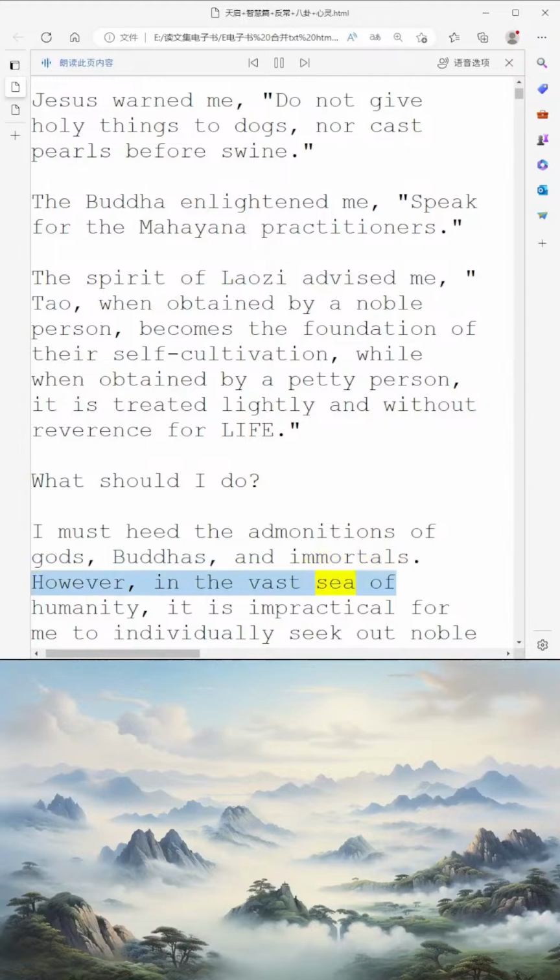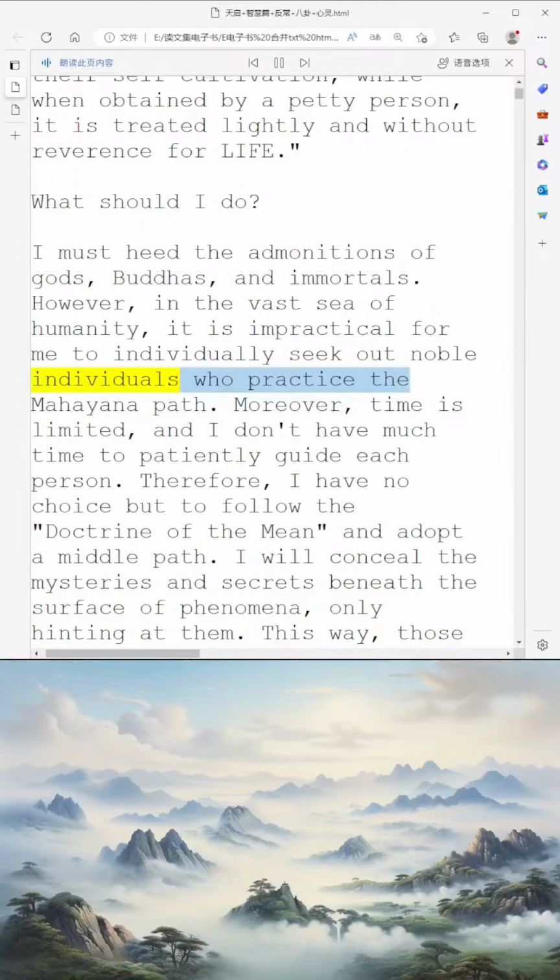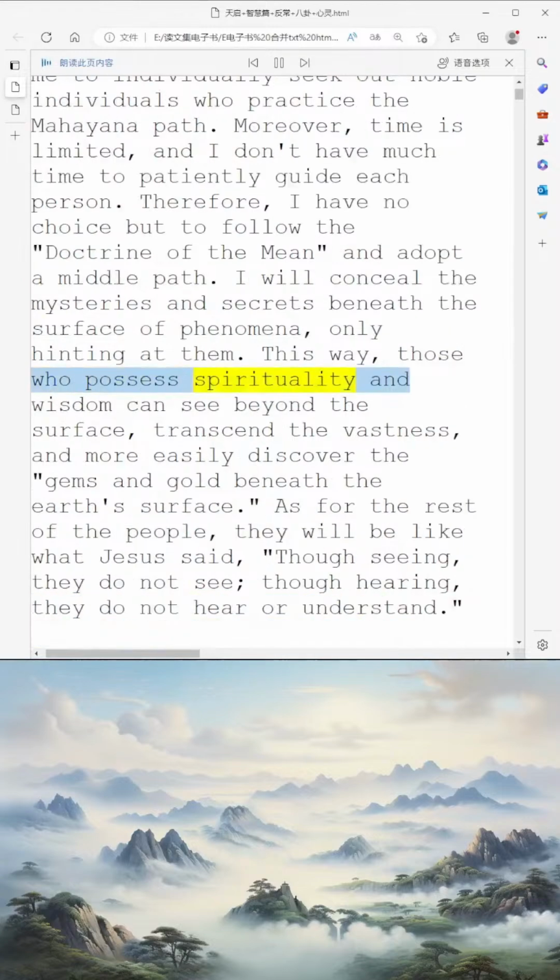However, in the vast sea of humanity, it is impractical for me to individually seek out noble individuals who practice the Mahayana path. Moreover, time is limited, and I don't have much time to patiently guide each person. Therefore, I have no choice but to follow the doctrine of the mean and adopt a middle path. I will conceal the mysteries and secrets beneath the surface of phenomena, only hinting at them. This way, those who possess spirituality and wisdom can see beyond the surface, transcend the vastness, and more easily discover the gems and gold beneath the earth's surface.